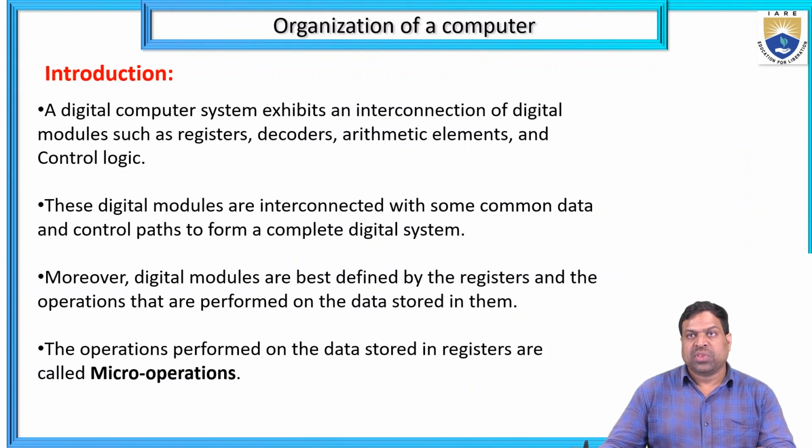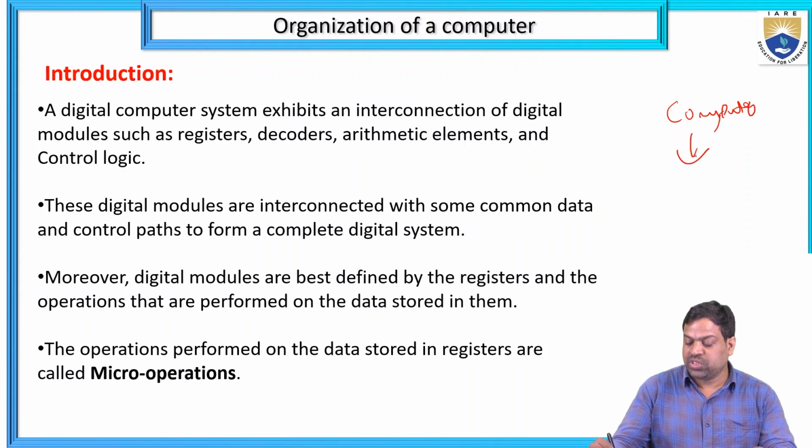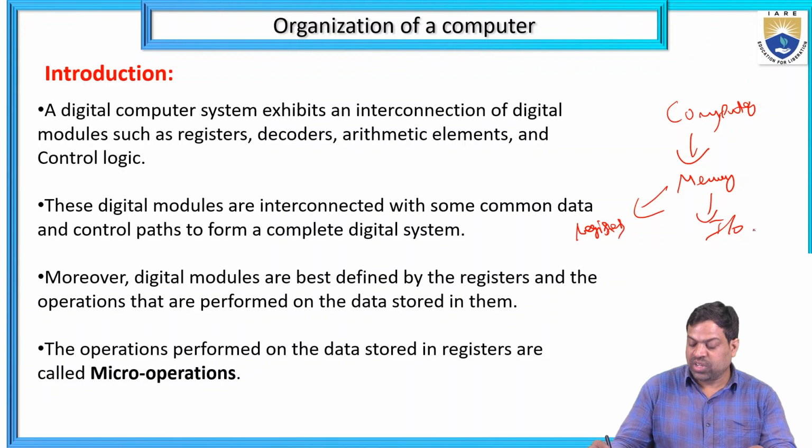So how are we organizing a computer? What is important is that we need one memory and I/O. In this memory, we need some registers, input outputs, and peripherals. So this computer system exhibits interconnection of digital modules such as registers, decoders, arithmetic elements. These digital modules are interconnected with some common data and control paths to form a complete digital system.